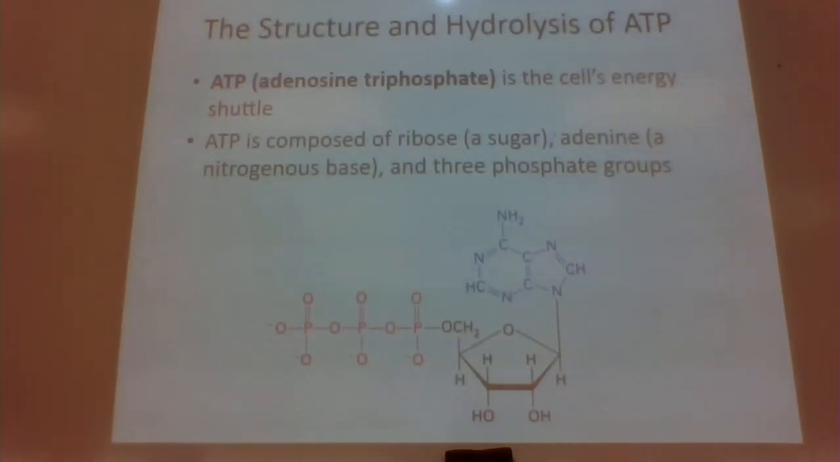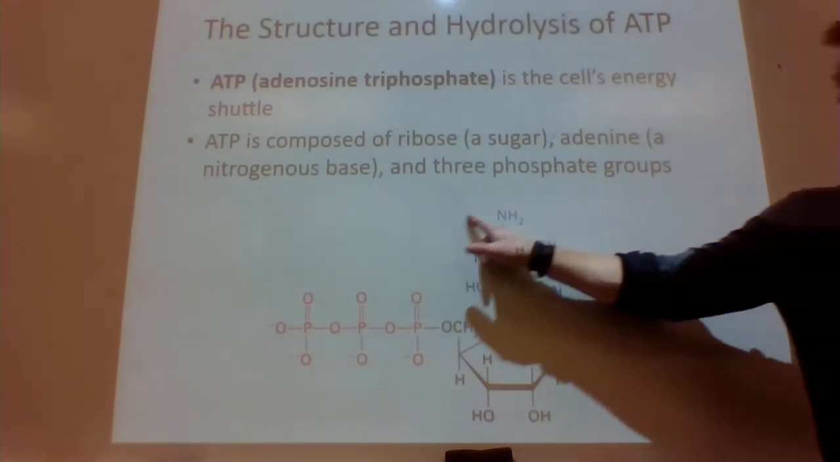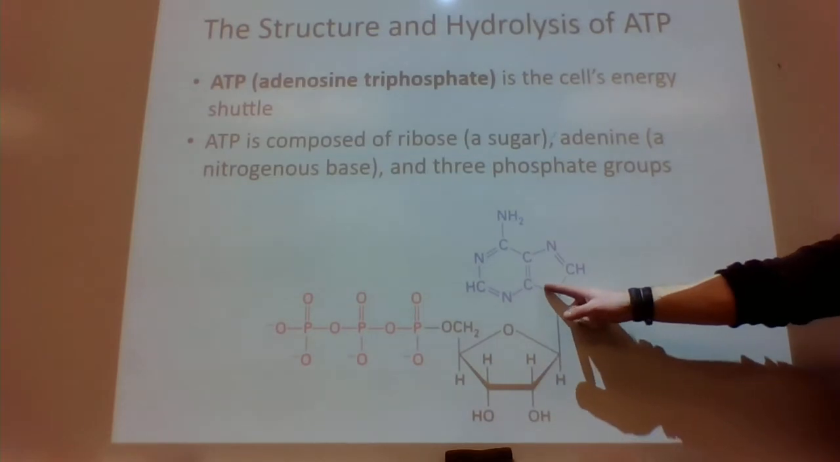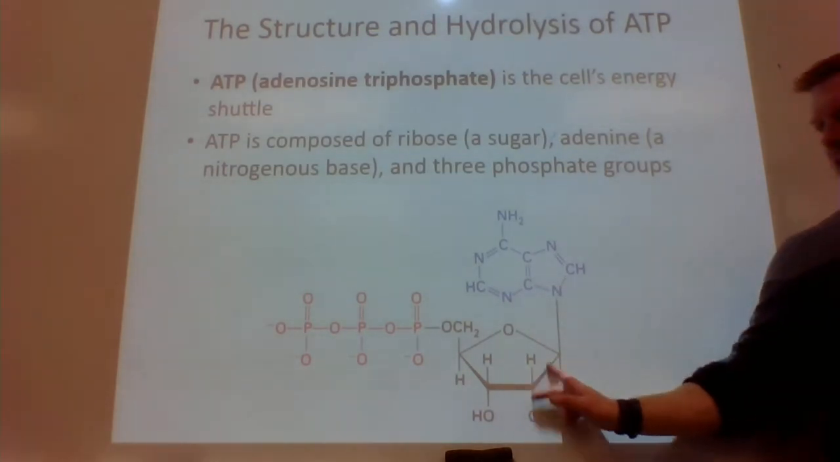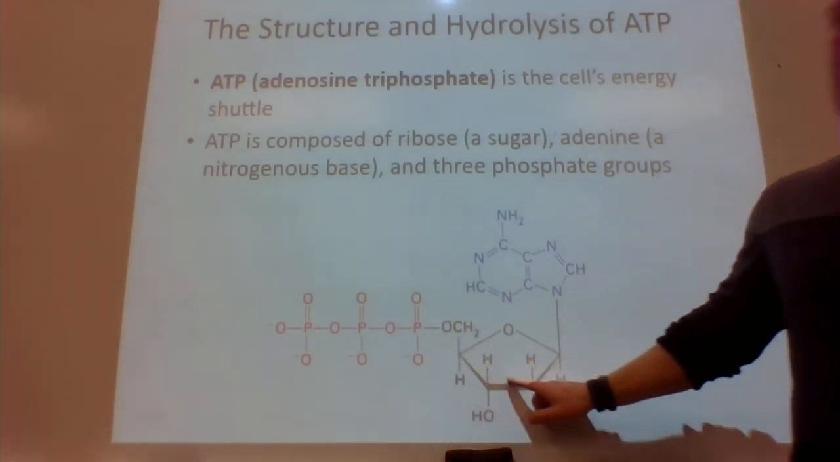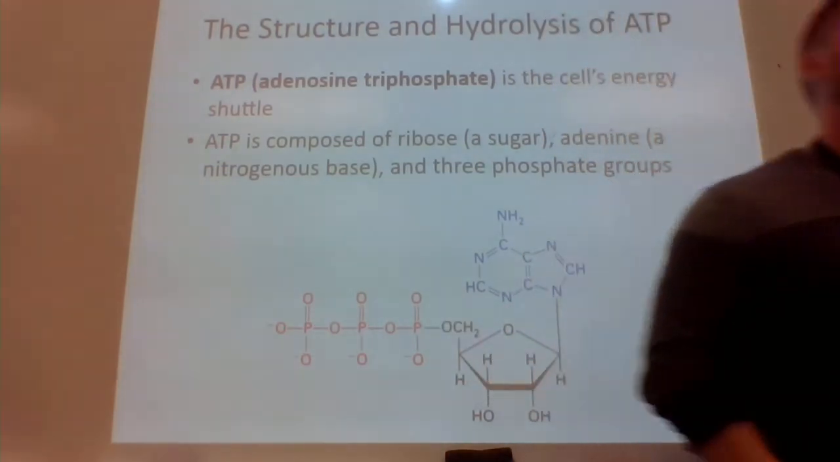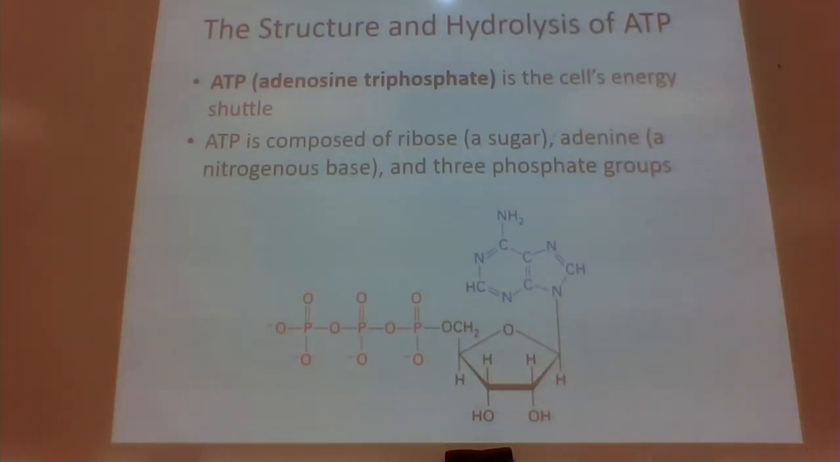Now, it's important that we know the structure of ATP. ATP stands for adenosine triphosphate. So if you look at ATP, it has a nitrogenous base. It has a sugar called ribose, and it has attached to the ribose 1, 2, 3 phosphate groups. Do we all see that?